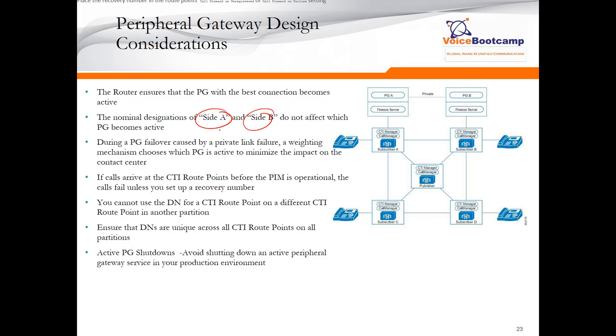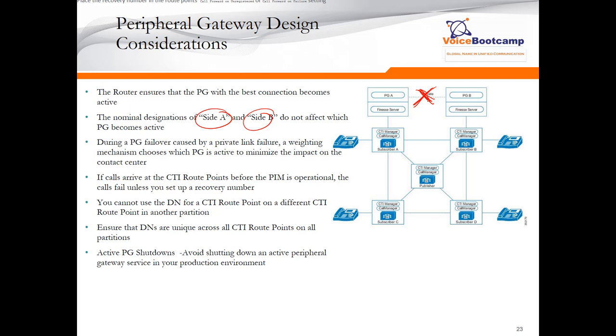So it is possible that PGB is the active one because the router decides which PG becomes active based on the best connection, and whoever communicates with the router first. Now, during the PG failover caused by either private link failure or a weighting mechanism, if the private link failed right here, a weighting mechanism chooses which PG is active to minimize the impact on the contact center. Now remember, if the private link goes down, it does not mean that PGA is down, or that PGB is down. A weighted mechanism will be used to choose which PG will be used to serve the call.